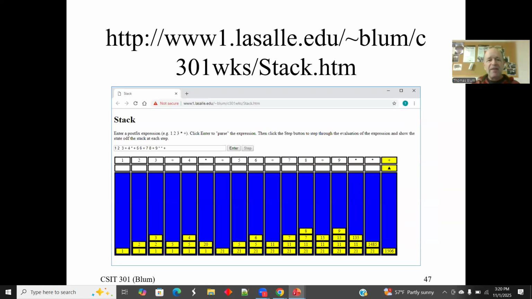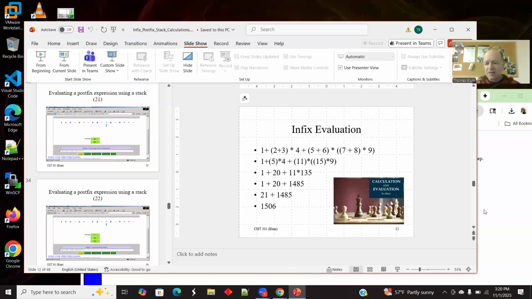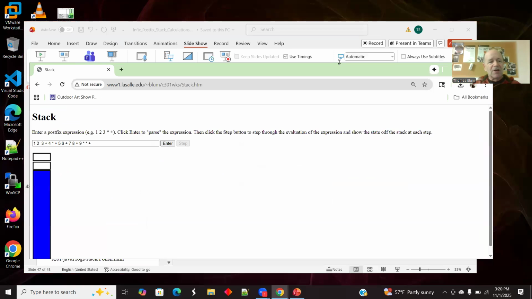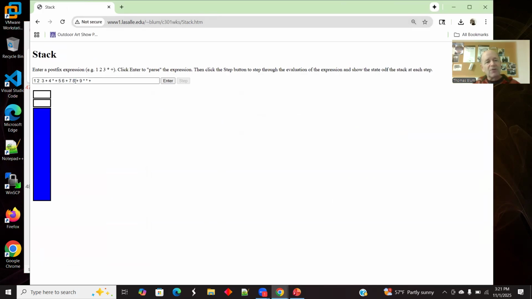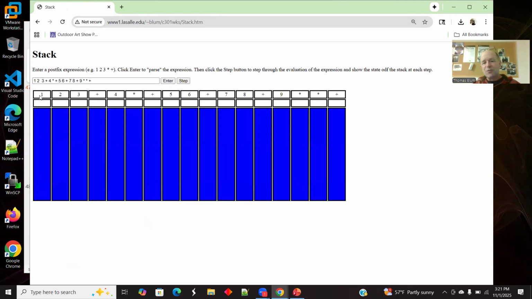Okay. And then here is a site I made, and it keeps the history. So you put the expression in, so let me escape this and come over here. So I've entered that same expression here. And so I've entered my postfix expression. I'm going to enter it. It sort of puts it all out into this sort of history. And then I'm going to start stepping through.